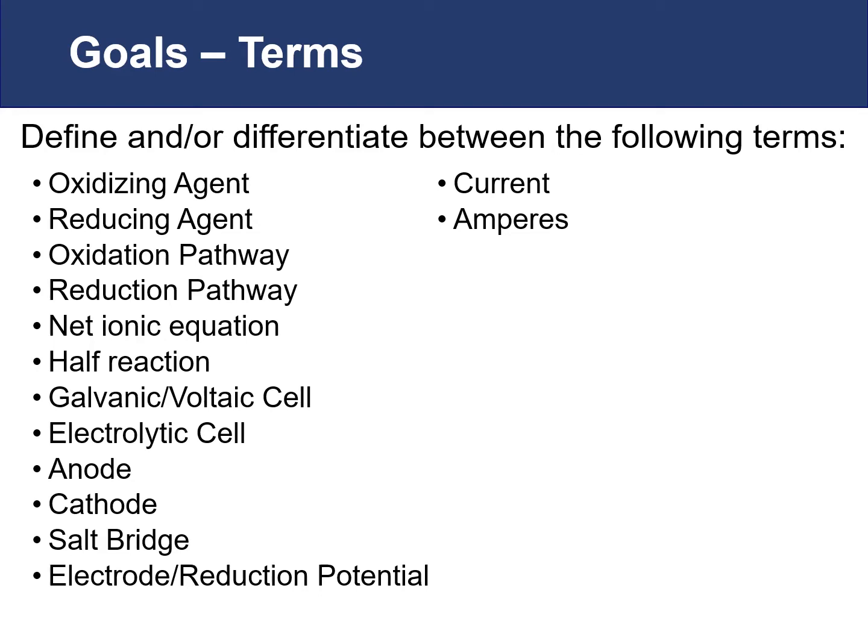differentiate them from electrolytic cells, define what we mean by the anode and cathode, and be able to identify them in the galvanic, voltaic, and electrolytic cells, identify the salt bridge, calculate the electrode reduction potential, define what we mean by current, as well as amperes.